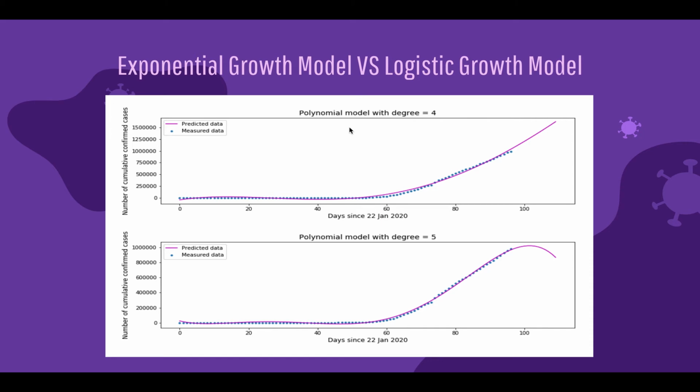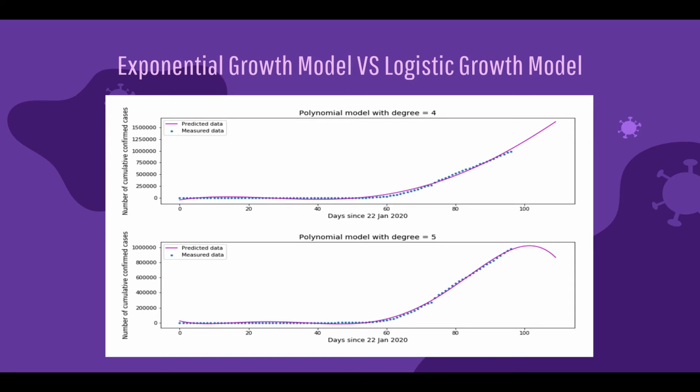I am interested in building a machine learning model to predict the peak of the outbreak based on the cumulative confirmed cases. I start with a polynomial model, and I found that as the degree increased, the curve fit the whole data set better.